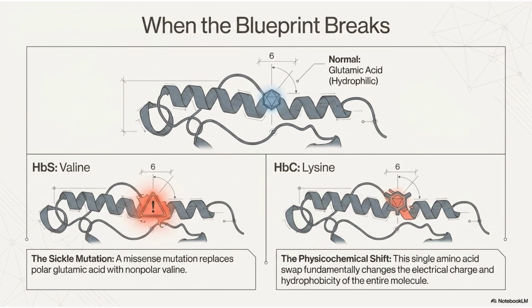Even one substitution can change how they fold, how they interact with neighboring molecules, and ultimately how they function. One mutation produces the rigid polymers responsible for sickle cell disease. The other produces a much milder disorder characterized by intracellular crystals and mild hemolysis.